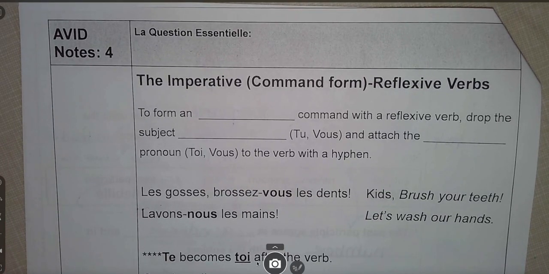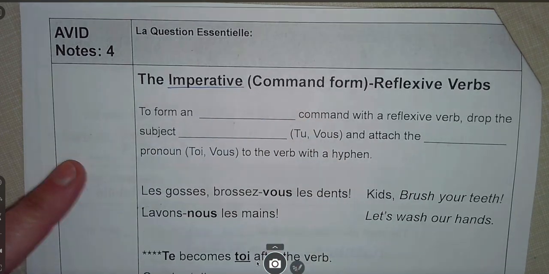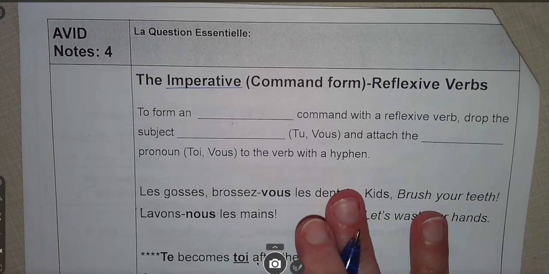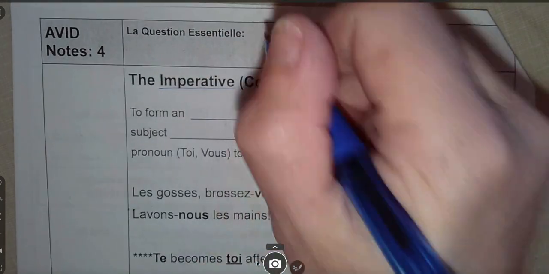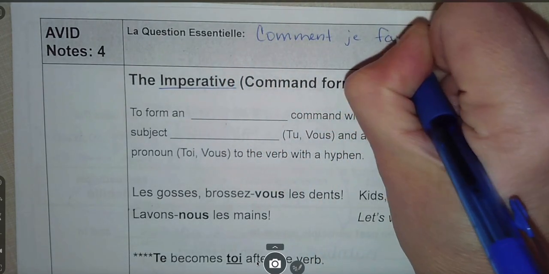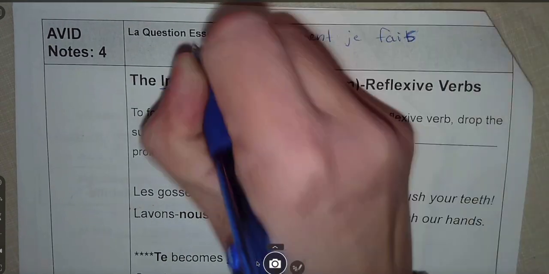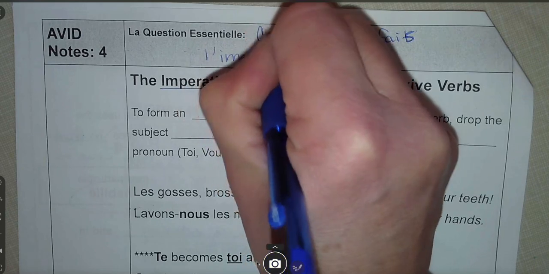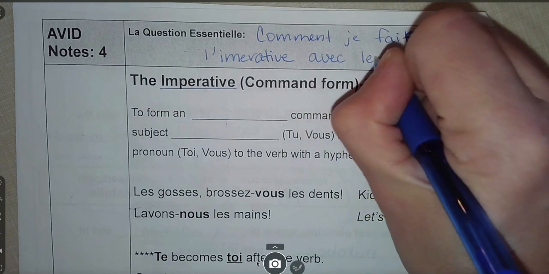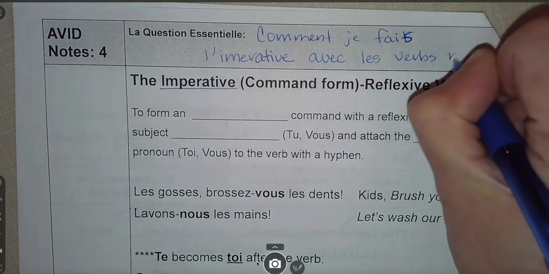Okay, our last notes, leçon 4 for this unit. Now we are gonna figure out how to do the command, or the grammatical term is imperative form with reflexive verbs. Okay, so before I explain what that is exactly, let's do our question essentielle: comment fait-on l'impératif avec les verbes réflexifs?